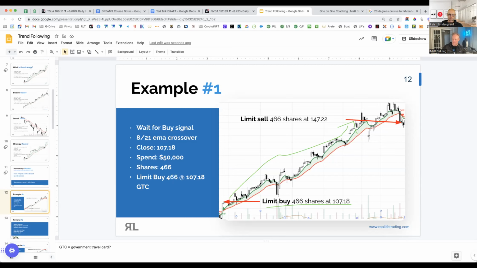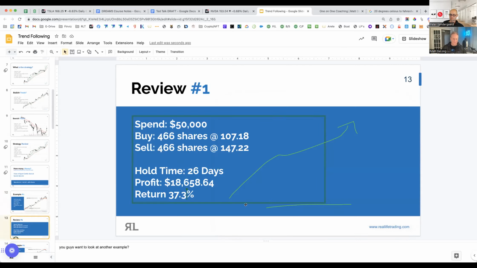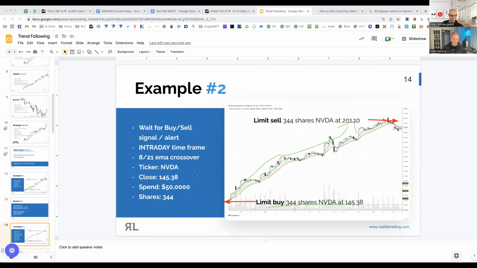Now this did take, in our chart here, 26 days. How many of you guys are willing to be patient for 26 days? It does work well. And as Isabel mentioned, there are some times, of course, where things are ranging, where things are going sideways. Well, when they're going sideways, what does that mean? It means they're not trending. So here's what it ended up looking like. This is what it looked like for our gains. 26 days, 18,000 and change, right?